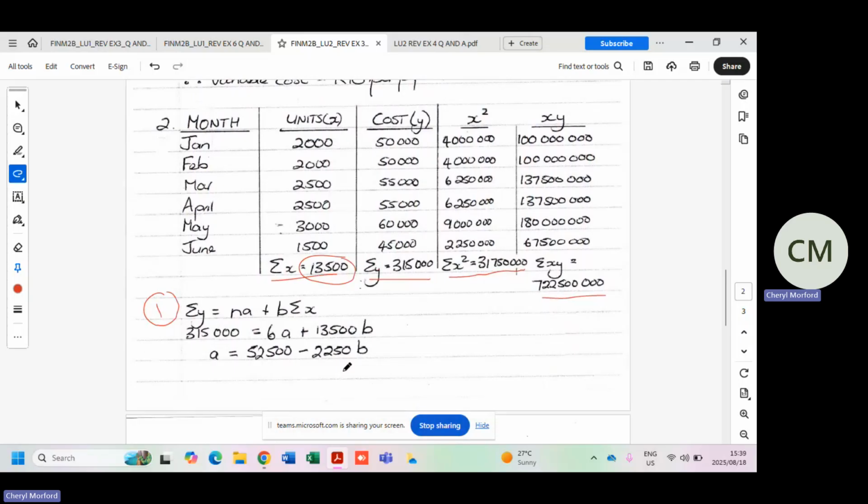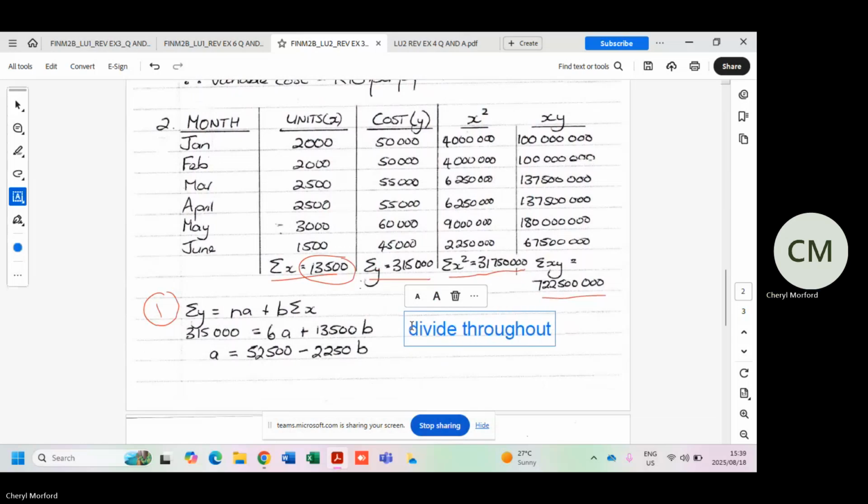Then we're going to divide each term by 6 so that we write it out in terms of a single A. So don't forget that, everybody. You have to divide throughout by 6. Don't just divide the 6A by 6. Every term must be divided by 6.